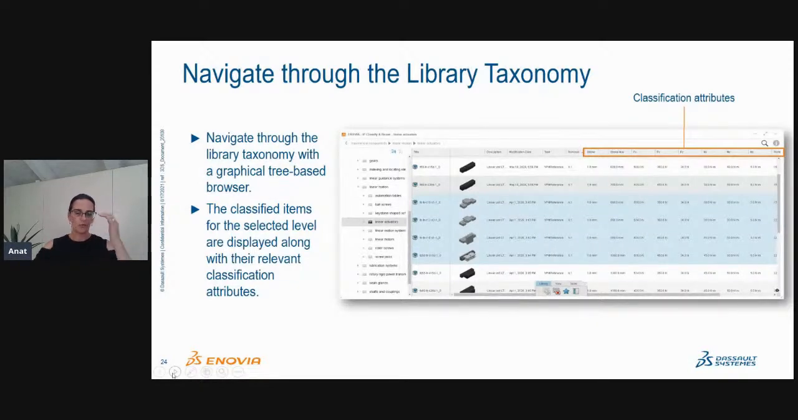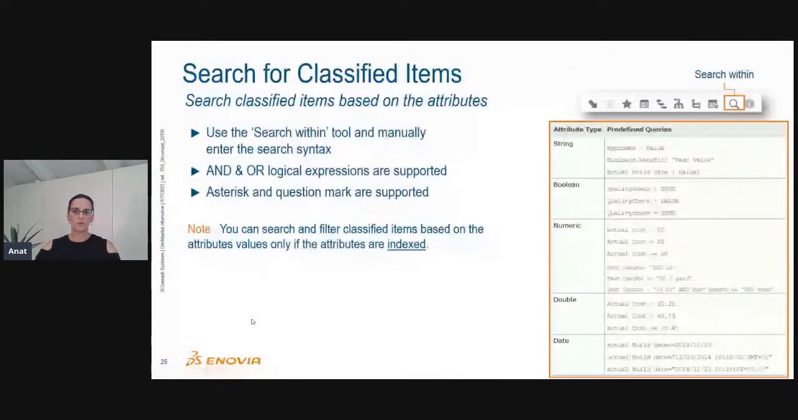One way to look at the classified items is just to navigate through the library taxonomy with a graphical tree-based browser, as you can see here. All the classified items for the selected level on the left side are displayed along with the relevant classification attributes. But of course, this list can be very long. Therefore, we are allowed to narrow down the list and search for classified items based on the classification attributes.